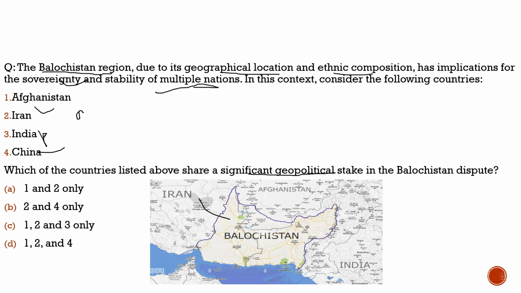So with respect to this question, the correct answer would be option 1, option 2, and option 4. And the other country which is involved is Pakistan. So I hope with this you got the basic understanding of which countries are involved in it, how China is involved, how India is involved, and how Afghanistan, Iran, and Pakistan are involved in it.